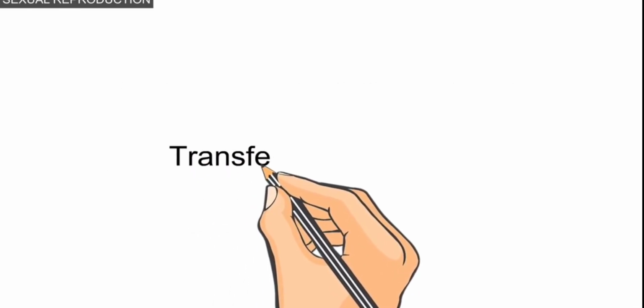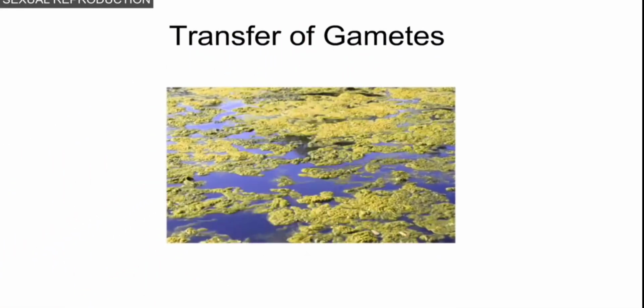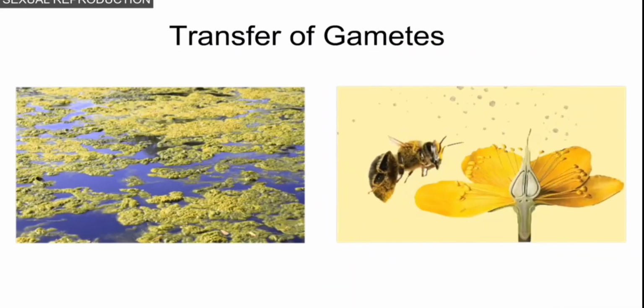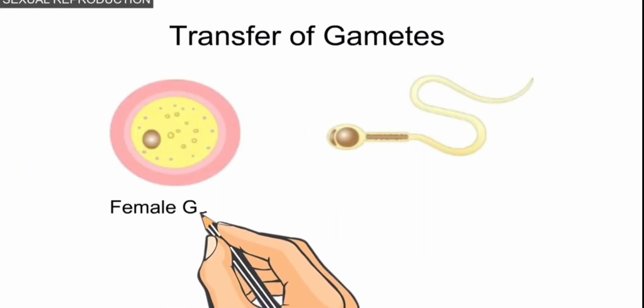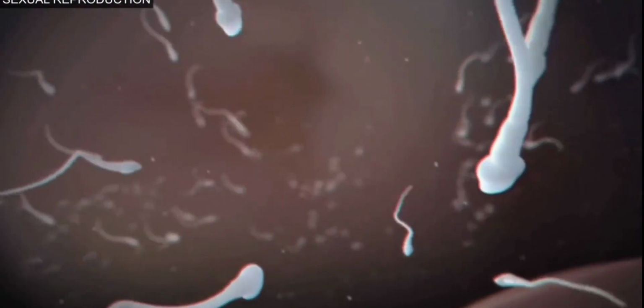Now, these gametes are transferred in various ways. It varies from organism to organism. Simple plants like algae use water as a medium, while seed plants use pollen. In humans, the female gamete is stationary, while the male gamete is motile. But a large number of male gametes fail to reach the female gametes. To compensate for this loss, several thousands of male gametes are produced.